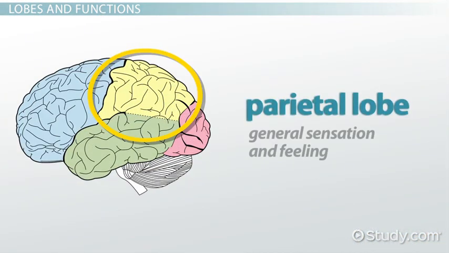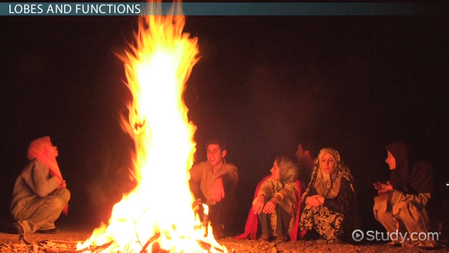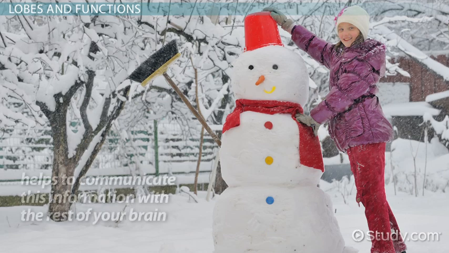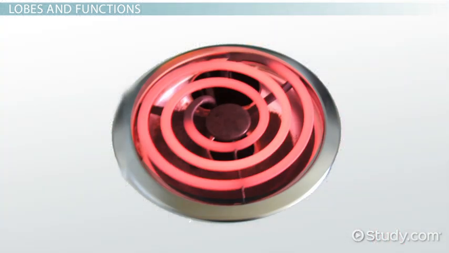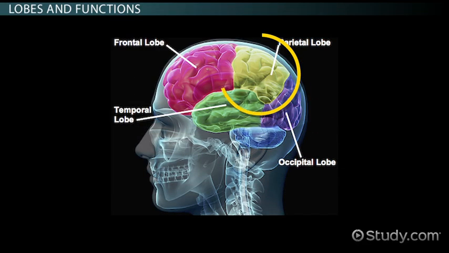The parietal lobe functions in general sensation and feeling. If you stand too close to a campfire, you probably take a few steps backwards to avoid the excessive heat. Building a snowman without gloves may also bring you discomfort, but your parietal lobe helps to communicate this information with the rest of your brain. Although all sensations are not bad, it is important to point out how they help us avoid potentially harmful situations. The parietal lobe is found in between the frontal and occipital lobe.